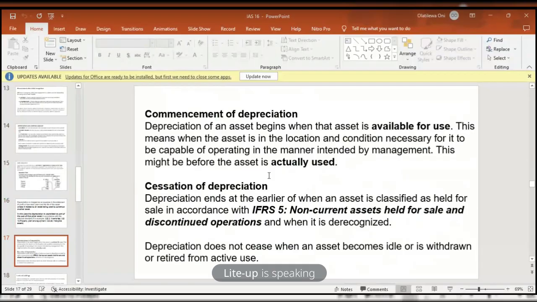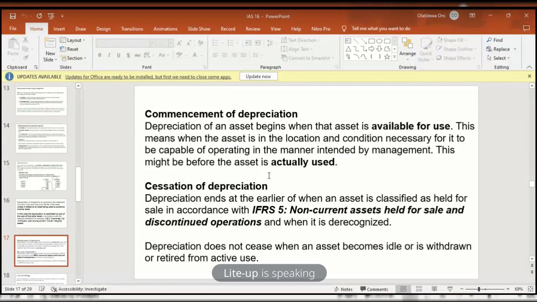Then we talked about cessation of depreciation. When does depreciation charge cease? We say depreciation ends at the earlier of when an asset is classified as held for sale, that is, you want to sell the asset, and when it is derecognized, whichever comes first. If it is derecognized, of course, you don't depreciate again. And the day you classify the asset as held for sale, it is no longer qualified to be PPE. The asset will now be treated as an inventory. Don't worry, under IFRS 5 you will learn more about non-current assets held for sale and discontinued operations.